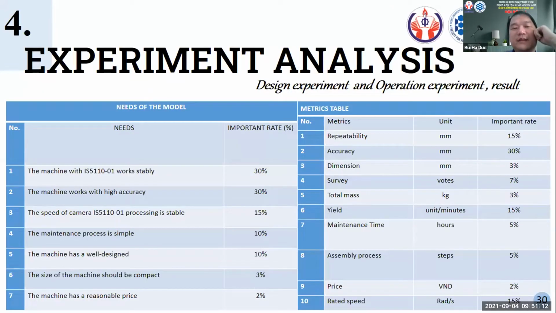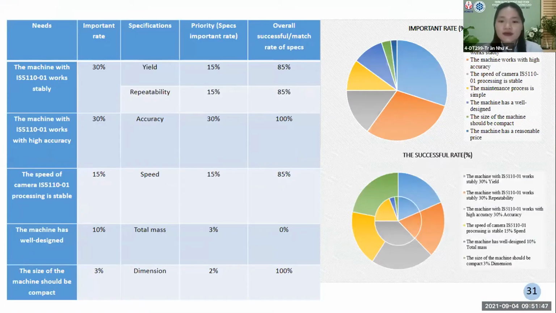Like any other product, my project requires a list of metrics based on the needs of customers, which is shown in the table. And to meet the needs of customers, I give an important rate for the indexes after the machine system works directly with the cameras for testing analysis. And here's a comparison table between the important rate and the successful rates of the specification.